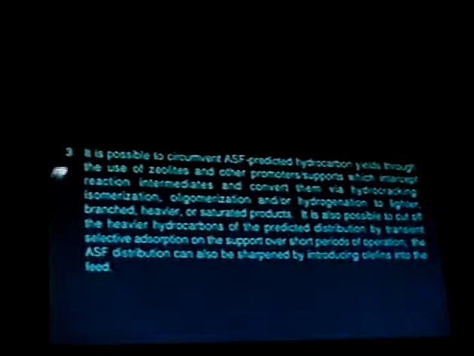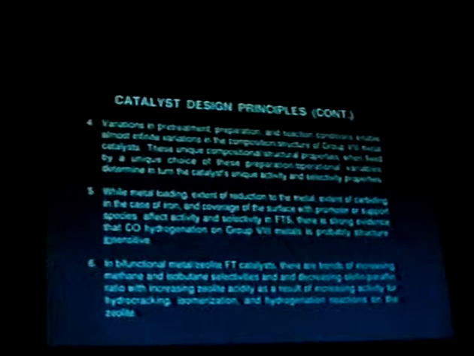Third, it's possible to circumvent the ASF predicted carbon yields through the use of zeolites and other promoted supports, which intercept reaction intermediates and convert them via secondary reactions such as hydrocracking, isomerization, and oligomerization to lighter, branched, heavier, saturated products. Now, it is also possible to cut off the Anderson-Schulz-Flory distribution for a short period of time by selective adsorption in the pores of the support, if you want to do transient operation. And also you can sharpen up the ASF distribution by introducing olefins.